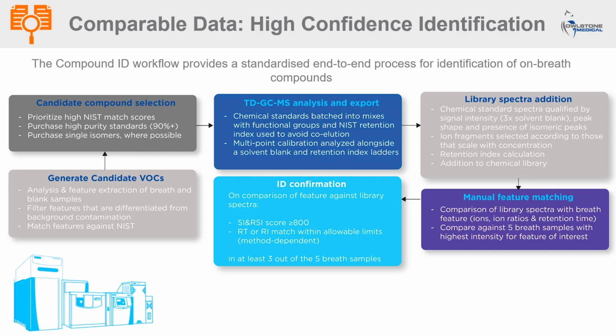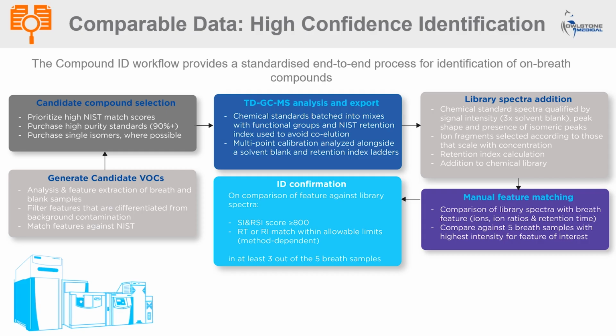We then select the ion fragments within a spectrum that scale by concentration. This is the method we use to eliminate spurious or contaminating fragments. The retention index is then calculated, and all of this information is added to the chemical library. We then match that library spectra against the breath features of interest. So we match the ions, the ion ratios, and retention time.